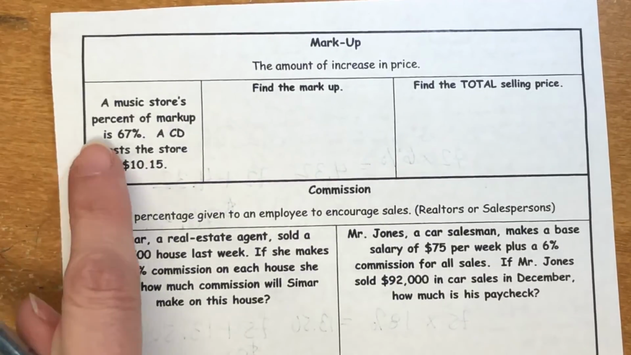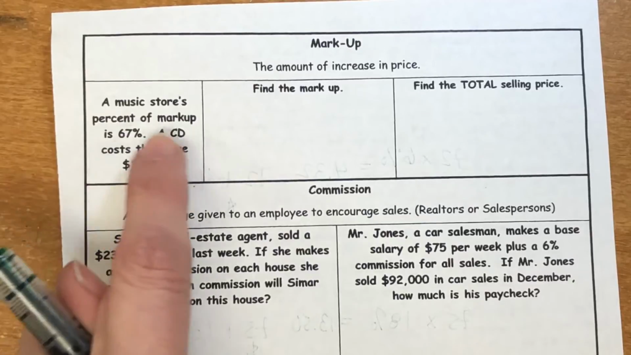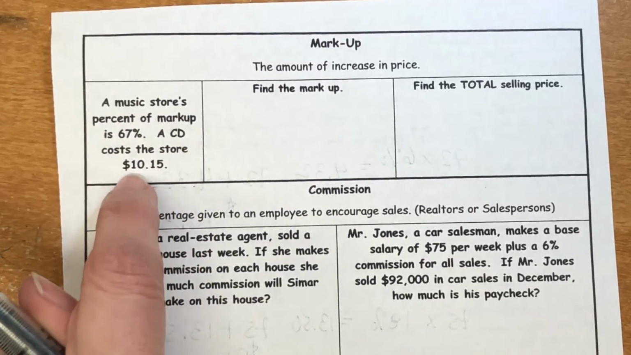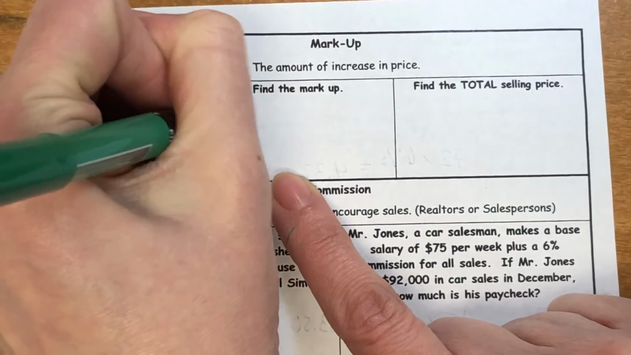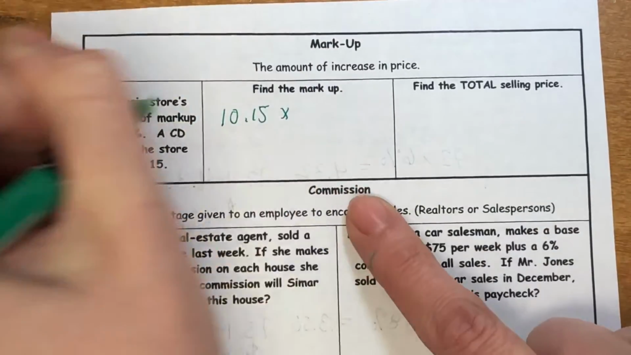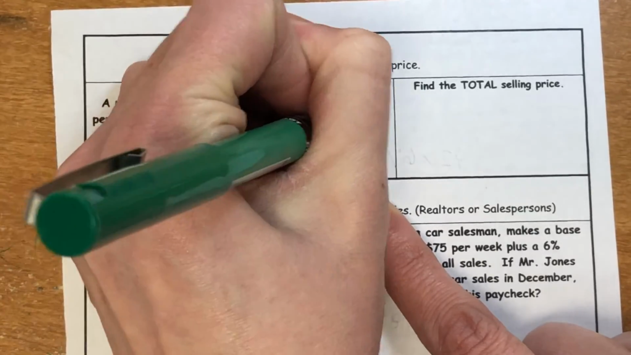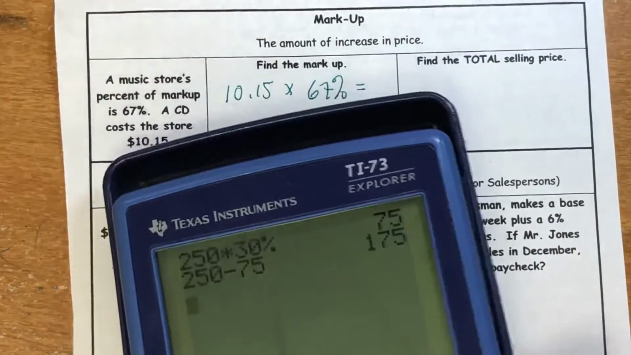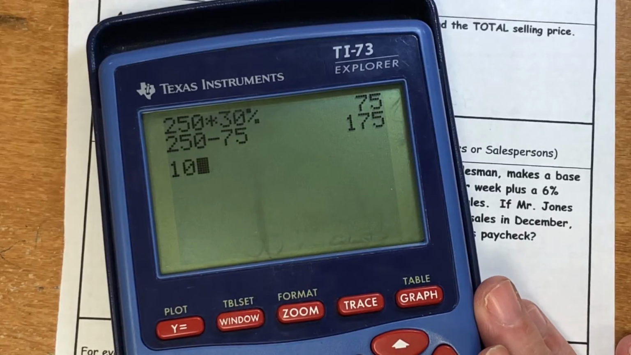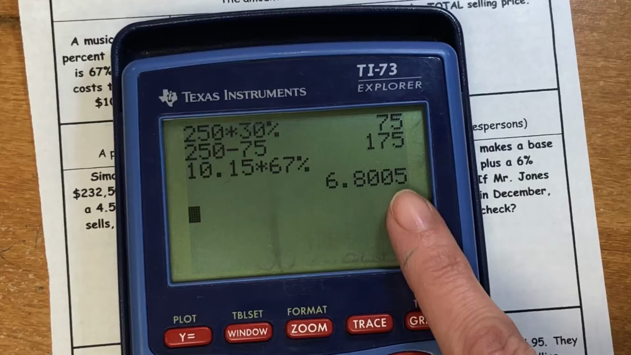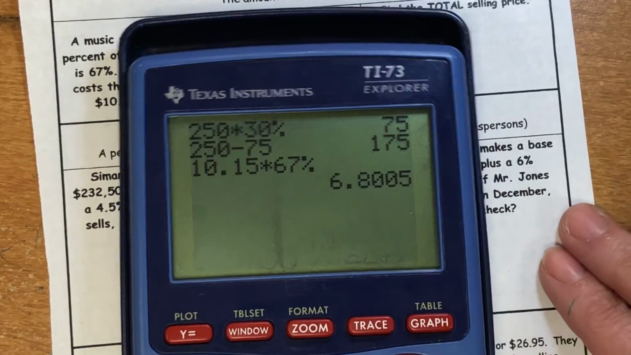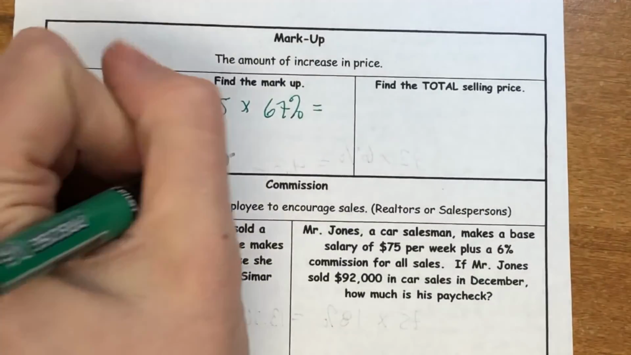So a music store's percent of markup is 67%. A CD costs the store $10.15. So all you gotta do is take your amount, $10.15 times the 67%. This is the amount of markup, okay? This is the amount I'm going to add on to my price. So $10.15 times 67% would give me $6.80 when I round that to the nearest hundredth.